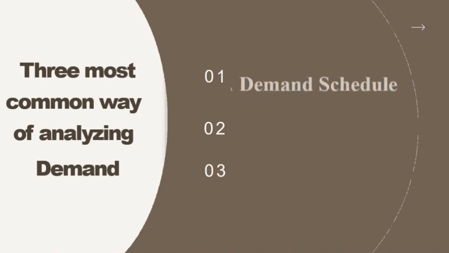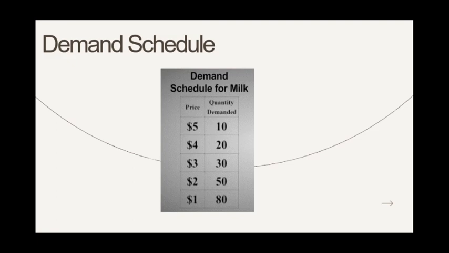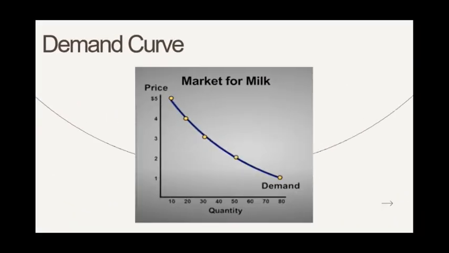Now, there are 3 most common ways of analyzing demand: demand schedule, demand curve, and demand function. So, take a look at this demand schedule, and let's say demand for milk. As you can see, when the price goes down, the quantity demanded goes up. When the price goes down to 4, 3, 2, and 1, the quantity demanded increases. Now, when you plot these points, you're gonna get a demand curve, which looks like this. It's a downward sloping curve showing the law of demand.